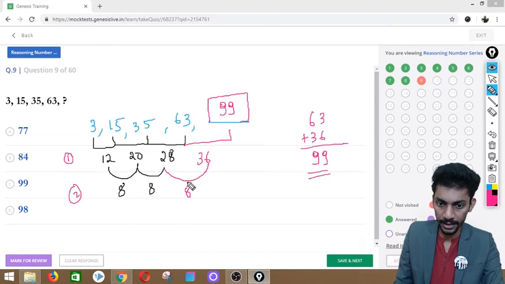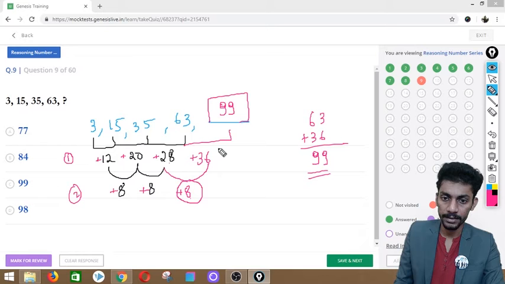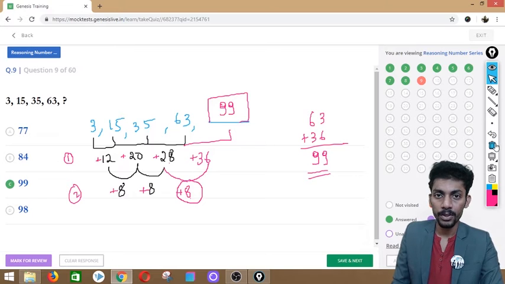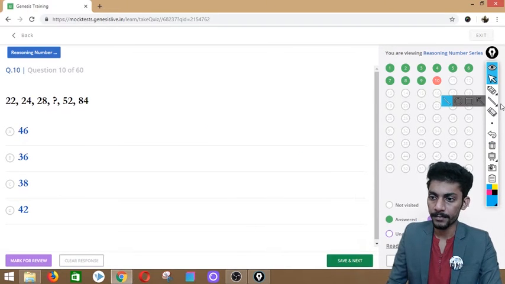Next should be 8. There should be a difference of 8 here, since the values are increasing: 12, 20, 28. The next difference should have plus 8 added. Correct? Here everything is plus 12, plus 20, plus 28, then plus 8, plus 8, and even here it should be plus 8. So 28 plus 8 is 36. So 63 plus 36 will be 99. So the answer is 99. That is option C. We'll move on to the next one. Number 10, the explanation.